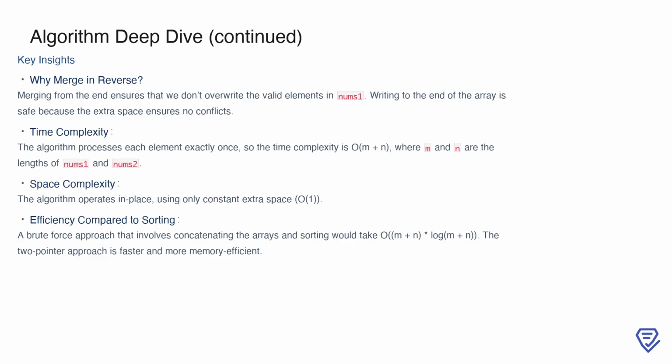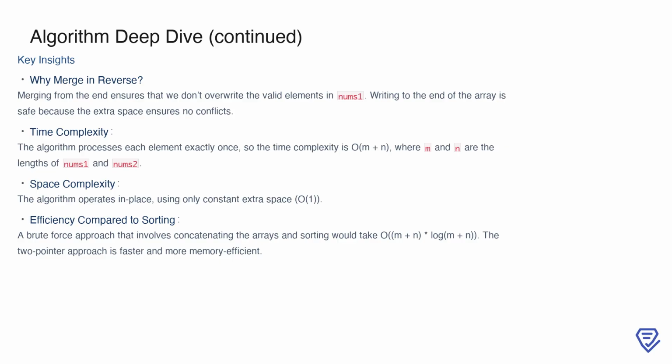The choice to merge in reverse order is critical for this algorithm's success. By placing elements at the end of nums1, we avoid overwriting any of its valid elements, ensuring that no data is lost during the process. This strategy leverages the extra space in nums1, making the merge conflict-free.